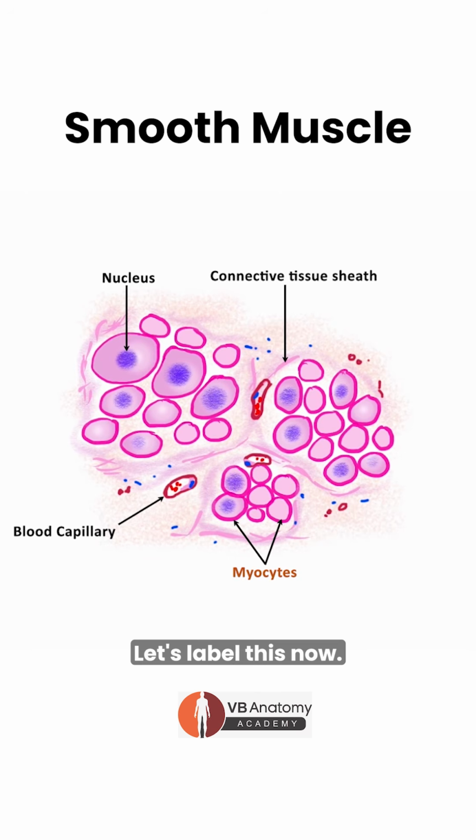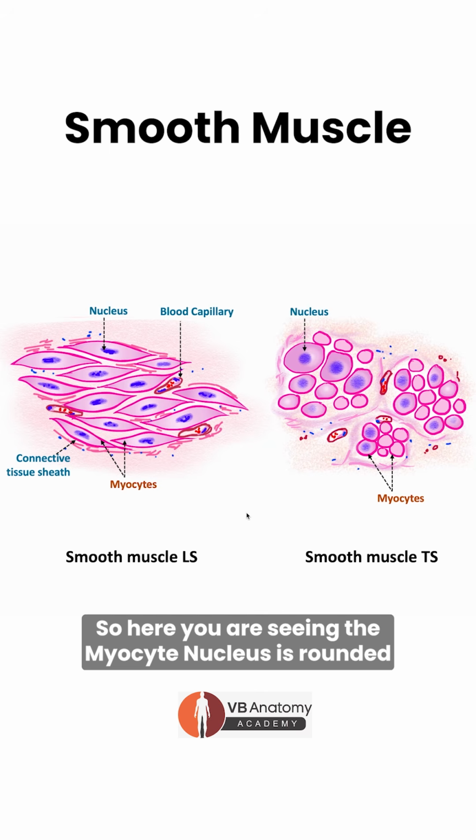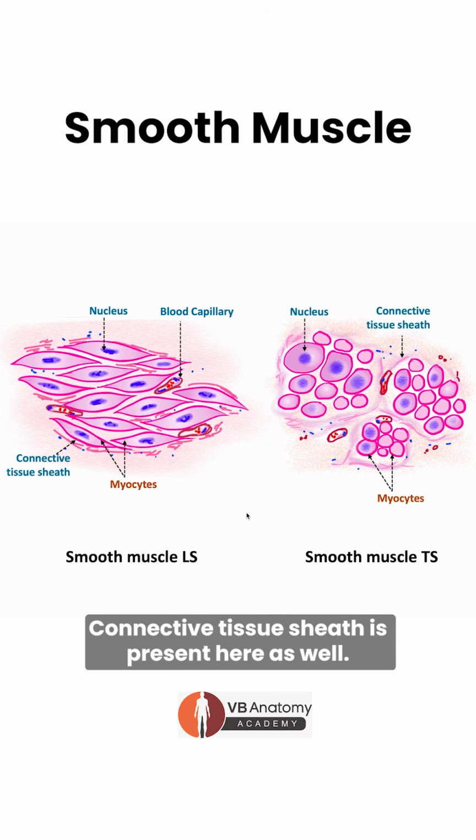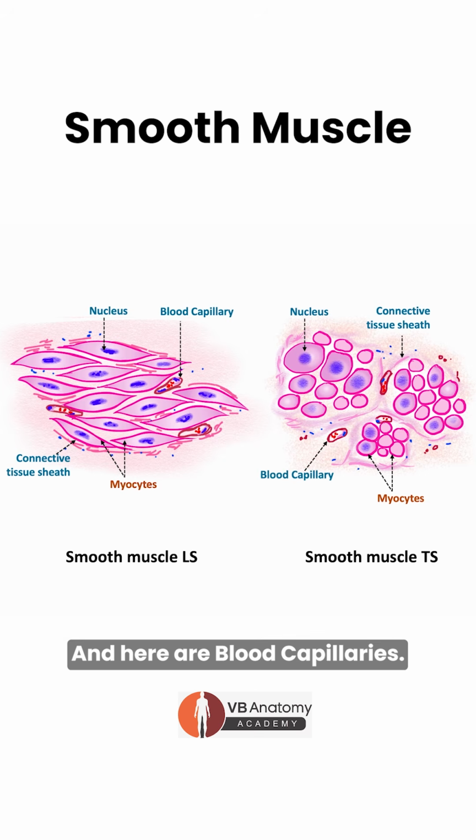Let's label this now. So here you are seeing the myocyte. Nucleus is rounded and somewhat centrally placed. Connective tissue sheath is present here as well. And here are blood capillaries.